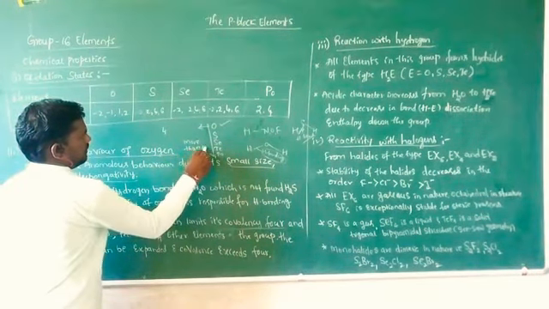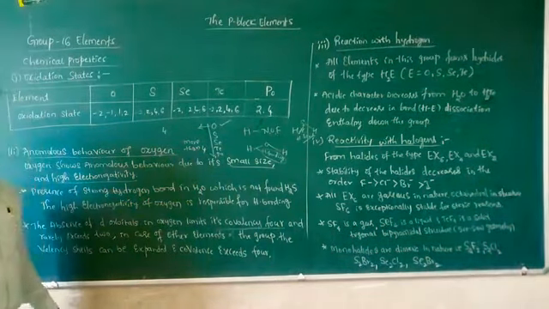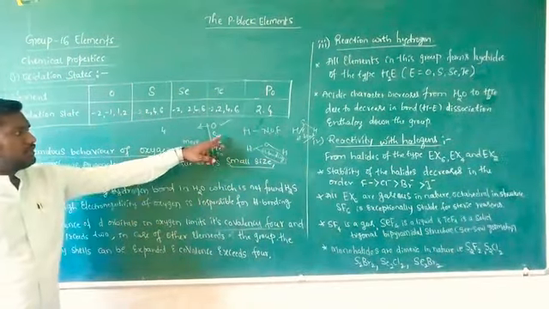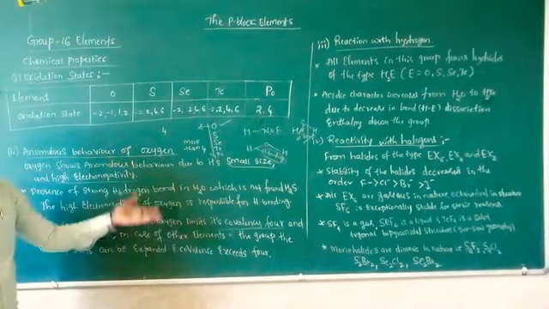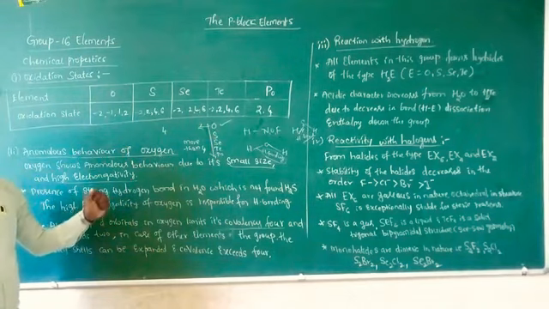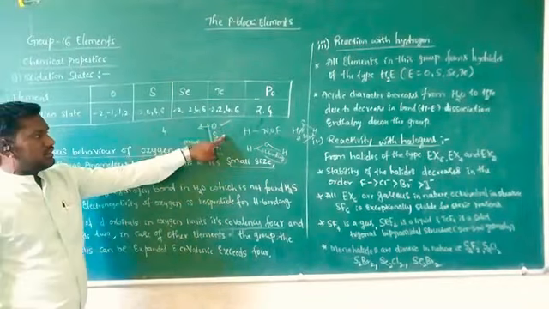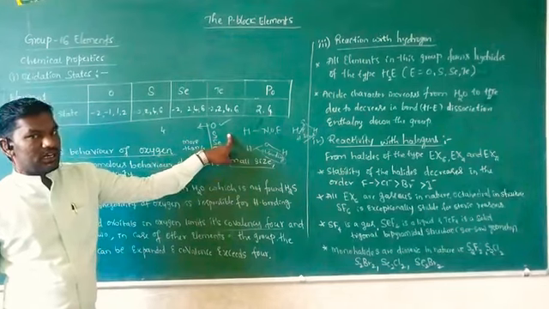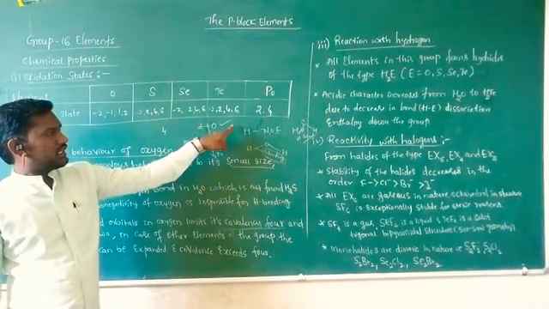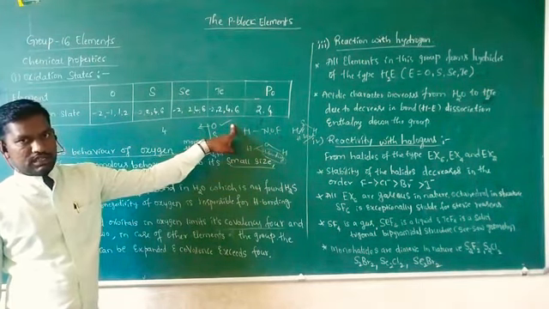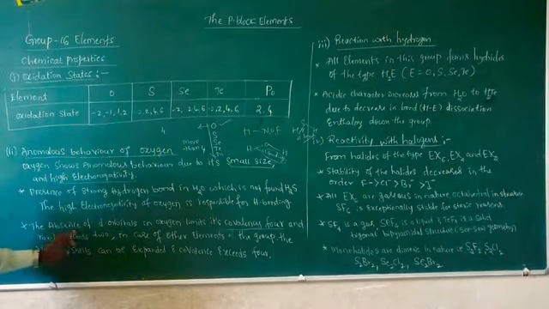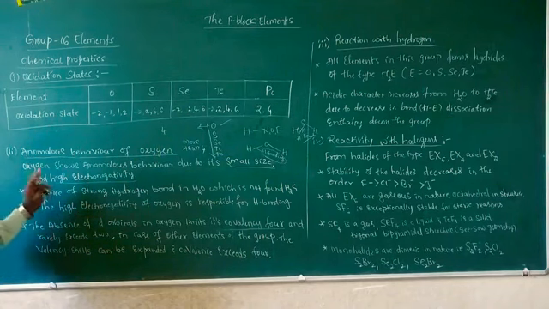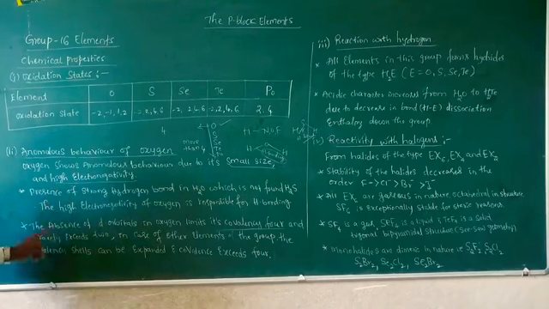More than 4. So sulfur forms SF6, sulfur hexafluoride. It means it increases its covalency, because sulfur and selenium have empty d orbitals in their shell, but oxygen has no empty d orbitals and f orbitals. It is one of the anomalous behaviors. The exam may ask, what are the anomalous properties of oxygen? Write any two.